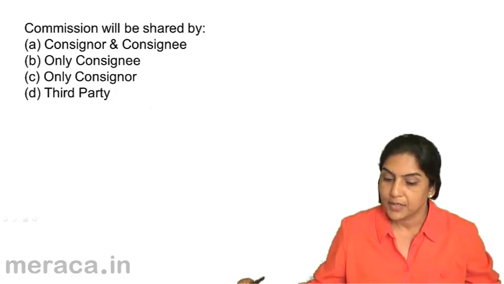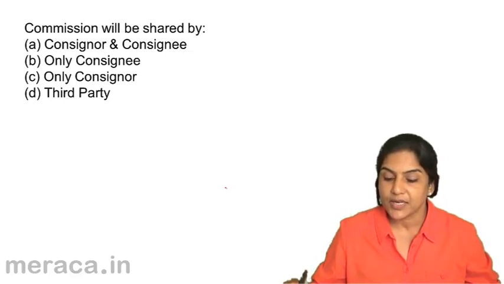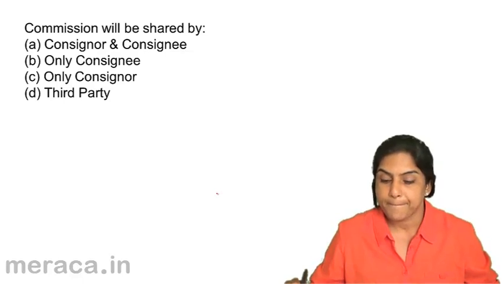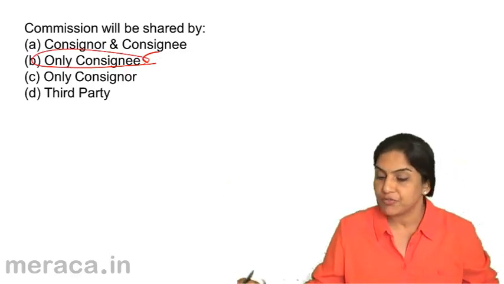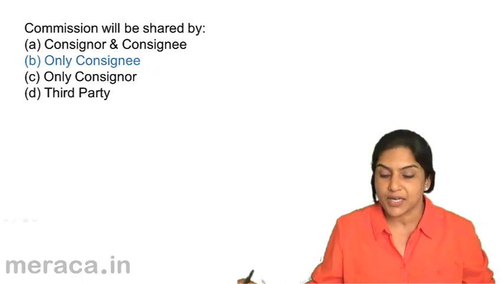Next, commission will be shared by A, consignor and consignee, B, only consignee, C, only consignor, and D, third party. Commission will be shared by B, only consignee. Commission is received only by the consignee. Consignor pays commission to the consignee. Correct answer should be B.